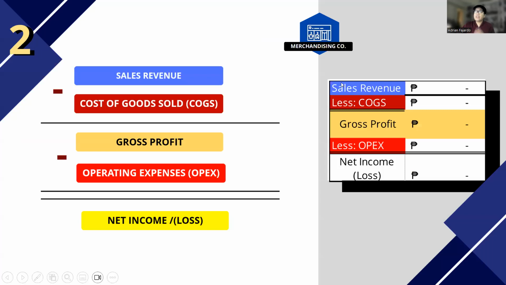So with this, ito yung first major equation that I want you to really be a master at. So sales revenue minus COGS is equal to gross profit. Gross profit minus OPEX is equal to net income or net loss. Yun lang. It's comprised of 2 parts. Sales revenue minus COGS is equal to gross profit, equation 1. Equation 2, gross profit minus OPEX is equal to net income or net loss.